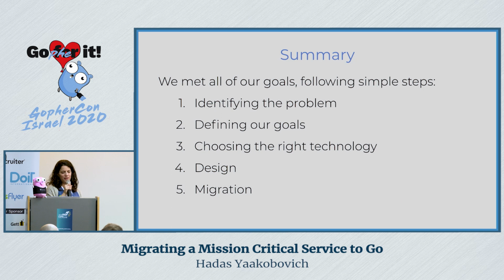So to wrap up, we met all of our goals while carefully following a few steps. We identified the problem, which was unsatisfying scalability, header size which increased over time, and authorization which was easy to break. We defined our goals which would answer our main issues, which were scalability, simplicity, and observability. We chose the right technology, and choosing Go has proven to be such a good decision. Its gentle learning curve made this fast, easy, and really fun to learn.